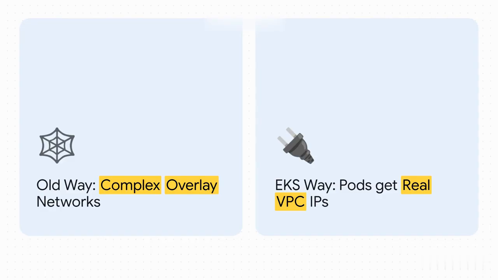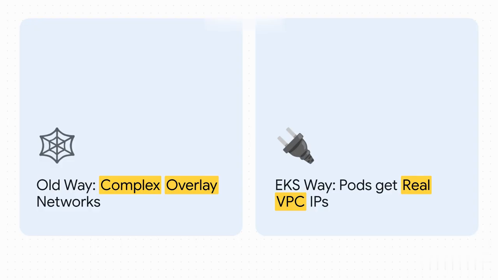The old way in a lot of Kubernetes setups, oh man, it was all about these complex overlay networks. Think of it like building a completely separate private mail system just for one apartment building. Sure, it worked, but it was a nightmare to troubleshoot, and it didn't talk nicely with the rest of the city's infrastructure. The EKS way, with this VPC CNI, just completely throws that out the window. It's so much more elegant.